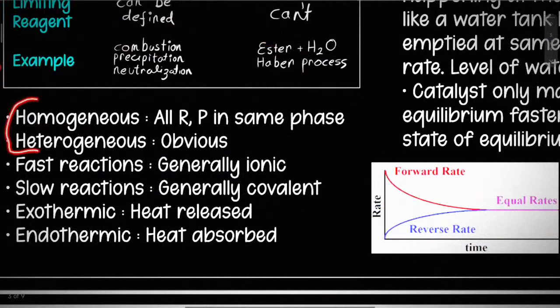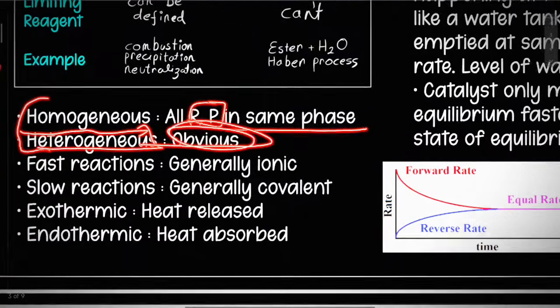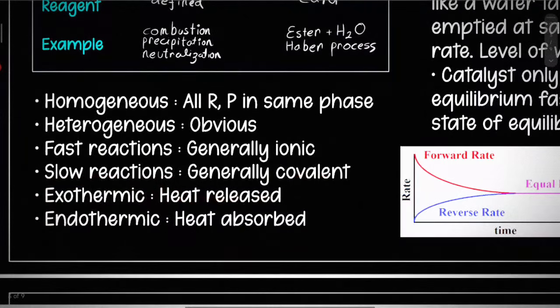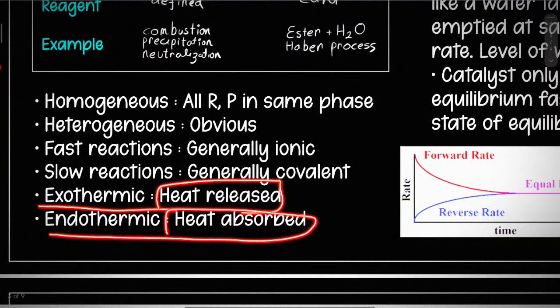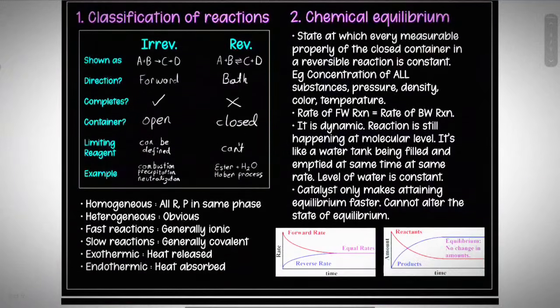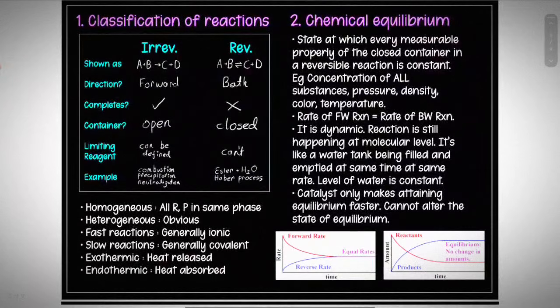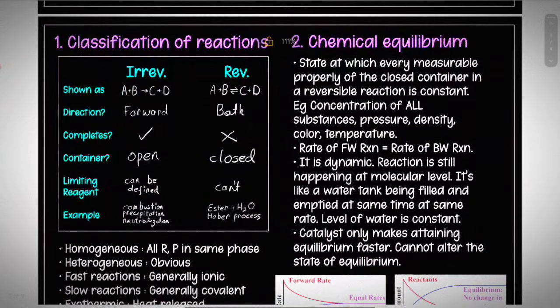Now, homogeneous and heterogeneous. In homogeneous reactions, all reactants and products are in the same phase. In heterogeneous reactions, they are not in the same phase. Fast reactions are generally ionic, and slow reactions are generally covalent or molecular. Exothermic reactions have heat released, endothermic reactions have heat absorbed. All of this is very obvious. Most of you already know this. If you don't, consider studying chemistry from scratch. But let's continue.